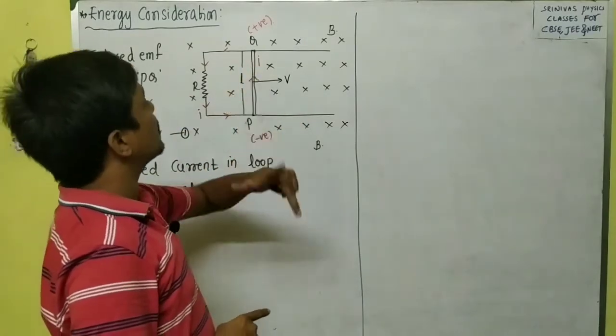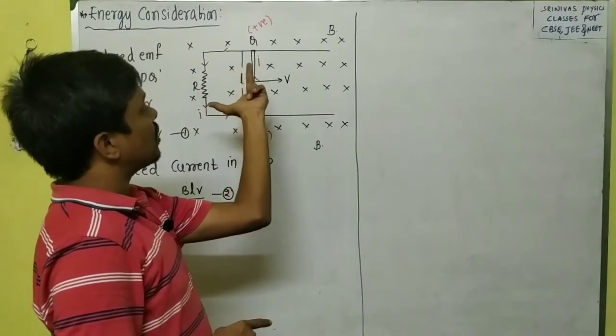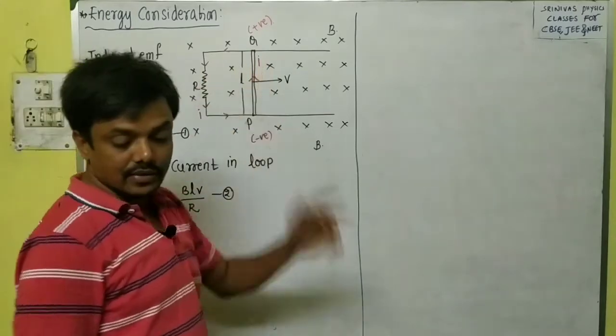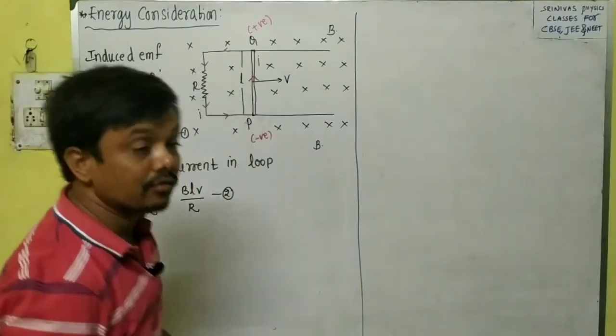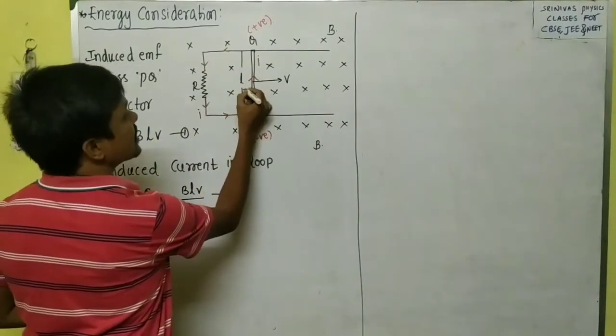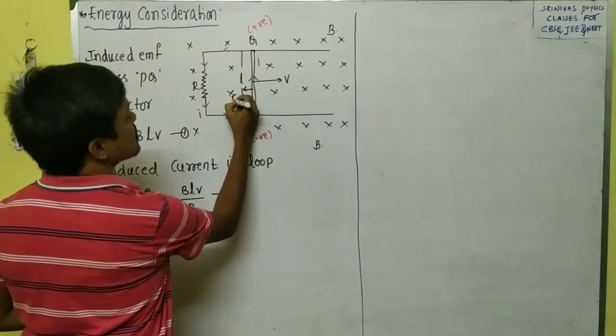Look here, forefinger inward, central finger upward current, thumb left side. That means the magnetic force on this conductor acts to the left side. This is the magnetic force, right?